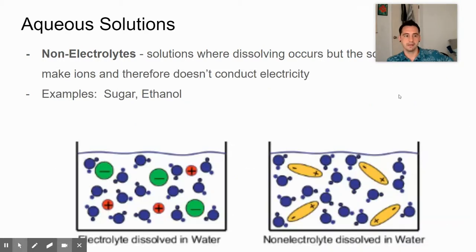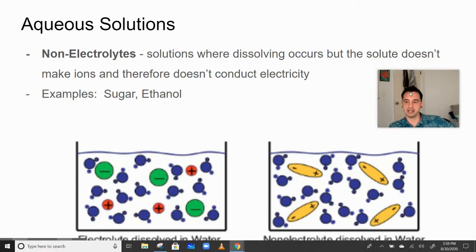Okay. Non-electrolytes, they do not dissolve in water. They do not form ions in solution. Okay. So therefore, they do not conduct electricity. Okay. Aqueous solutions that are non-electrolytes, though, they do dissolve in water. Sort of dissolve, not really. Two examples are sugar and ethanol. Sugar and ethanol do not break down into ions. Instead, they just kind of disperse themselves throughout the solution.